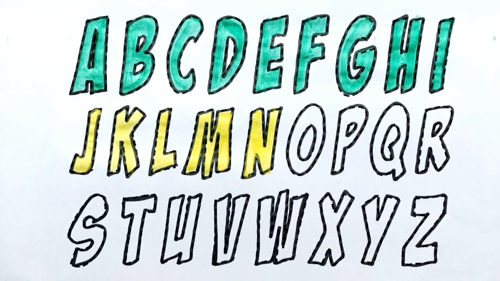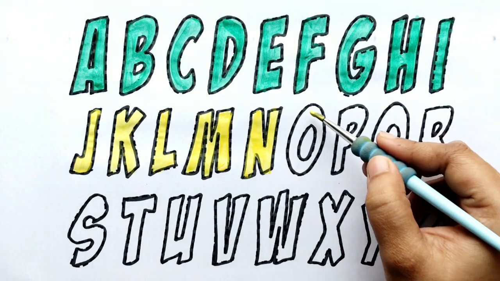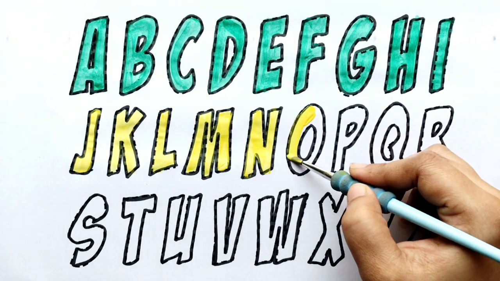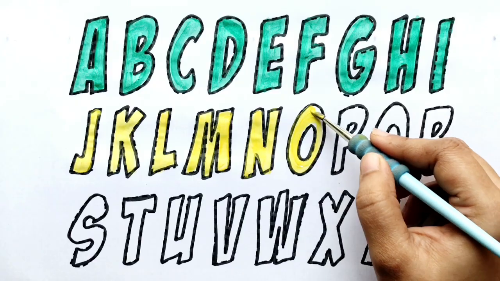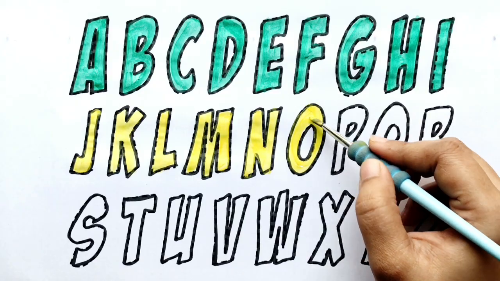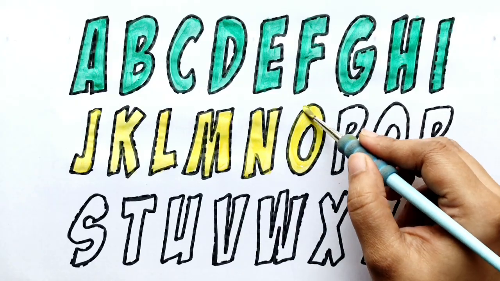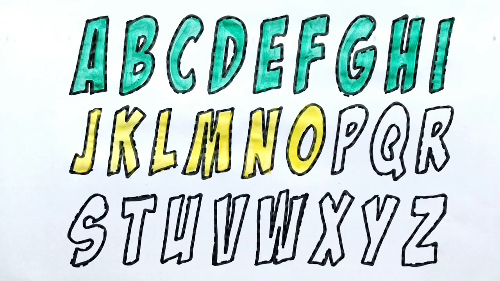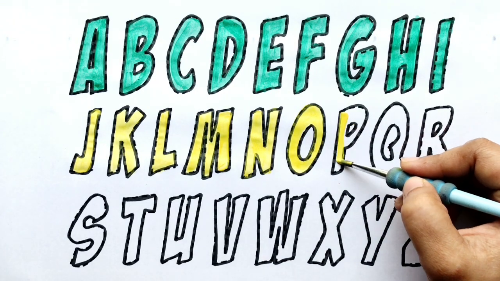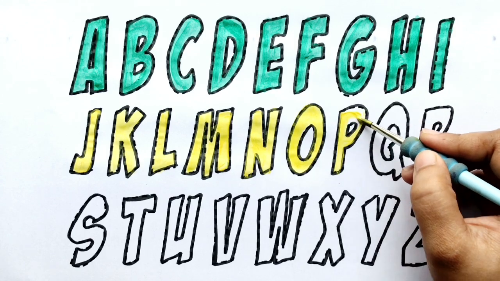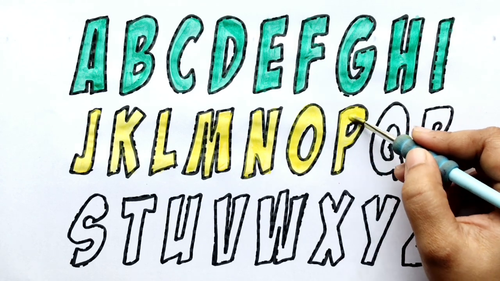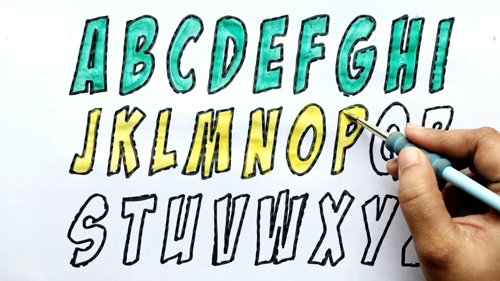O for ostrich, P for peacock. A, B, C, D, E, F, G, H, I, J, K, L, M, N, O, P, Q, R, S, T, U, V, W, X, Y, and Z. Now I know my ABCs. Next time, won't you sing with me?